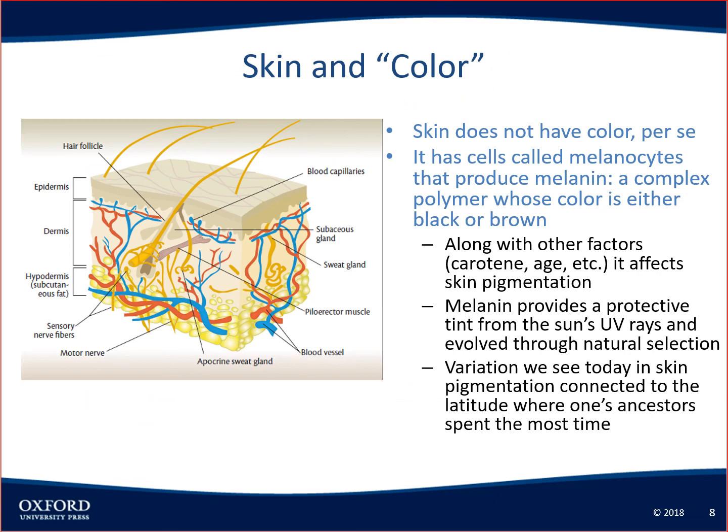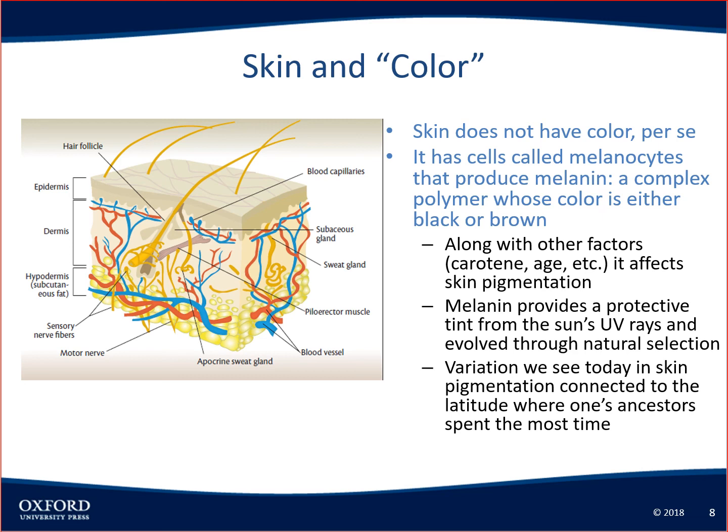Skin does not have color per se. It has cells called melanocytes. They produce melanin, a complex polymer whose color is either black or brown. Along with other factors, carotene, age, all sorts of things, it affects skin pigmentation. Melanin provides a protective tint from the sun's UV rays and evolves through natural selection.